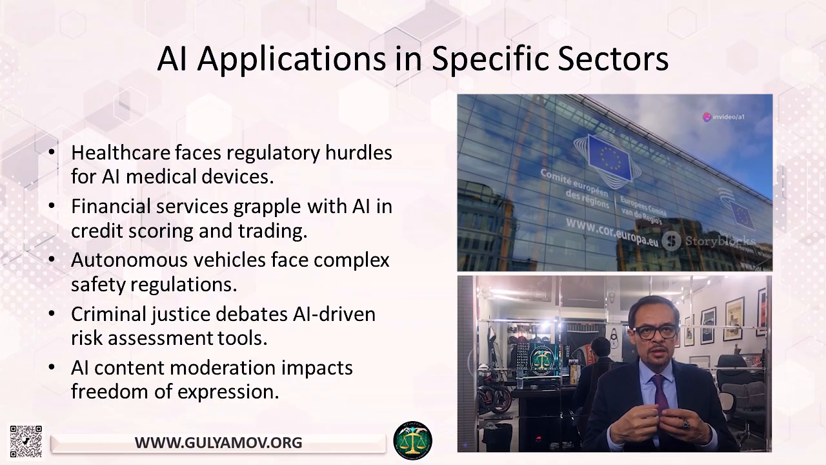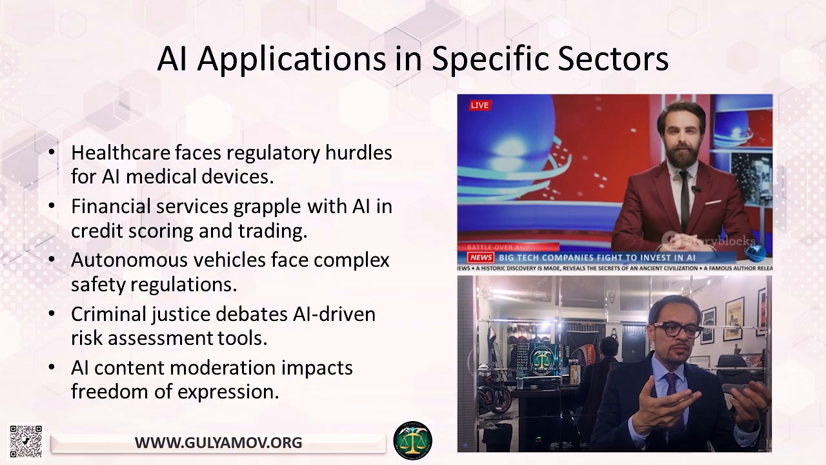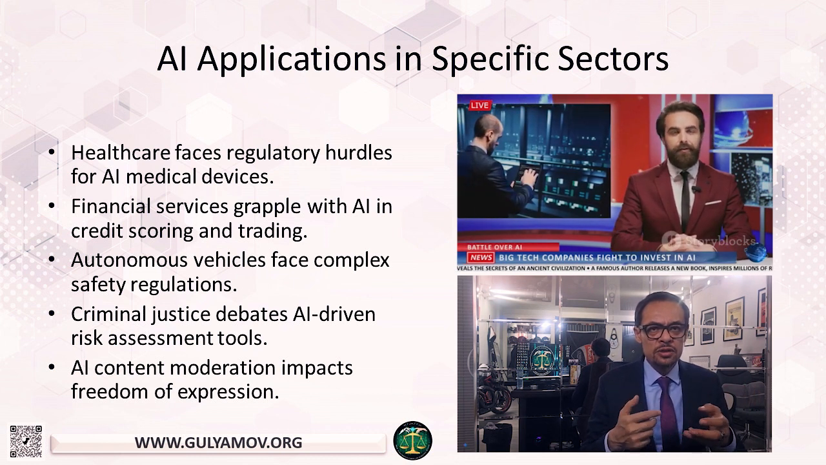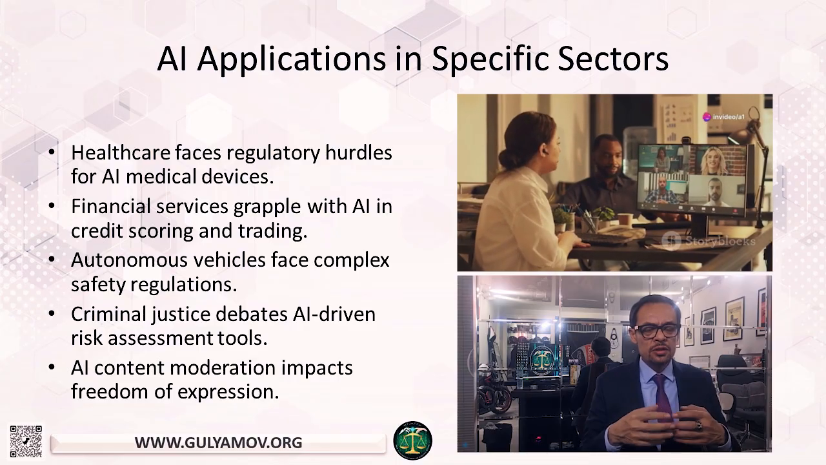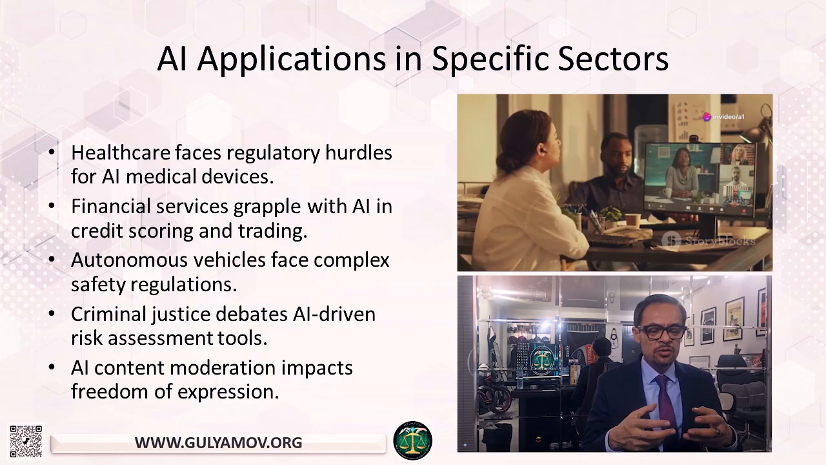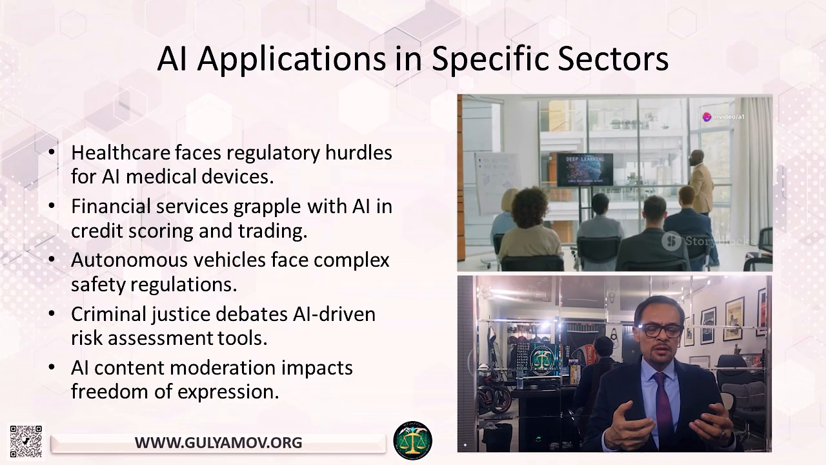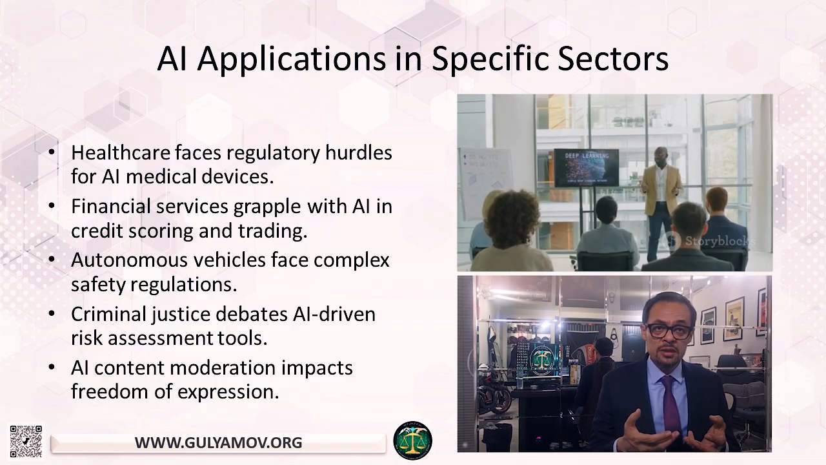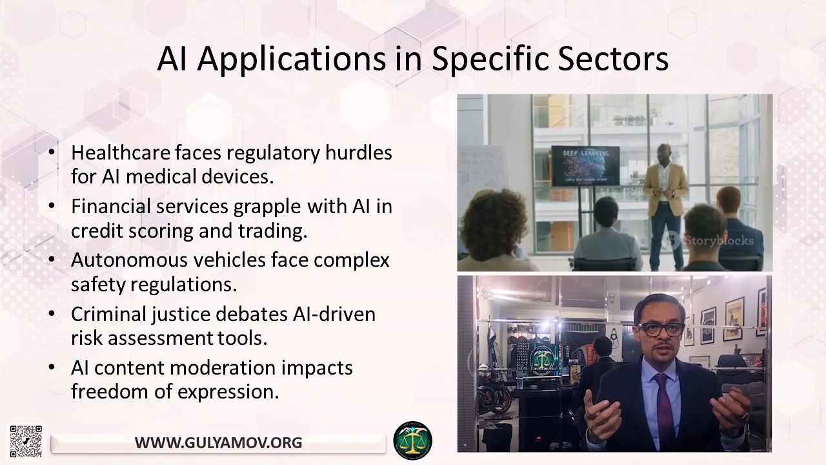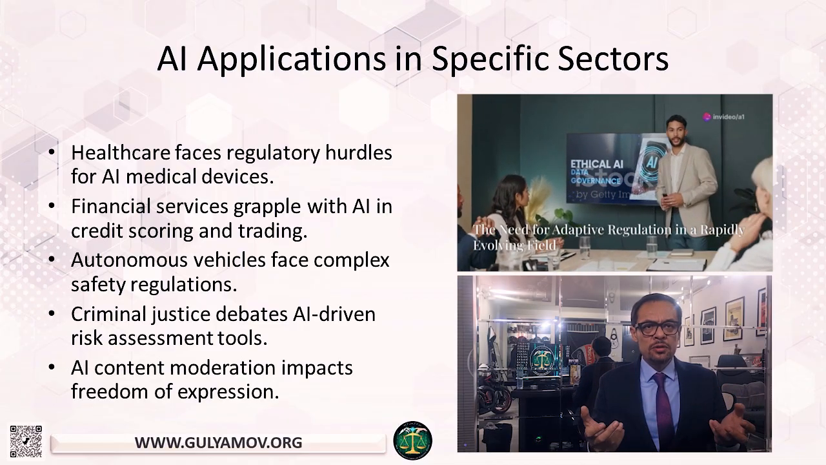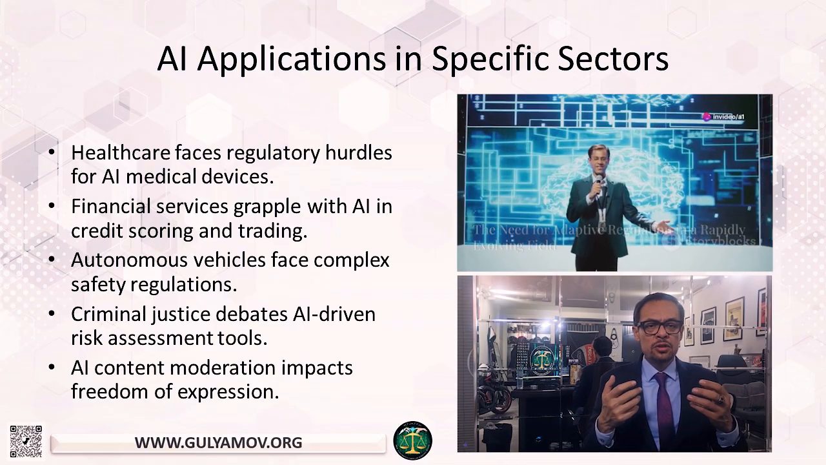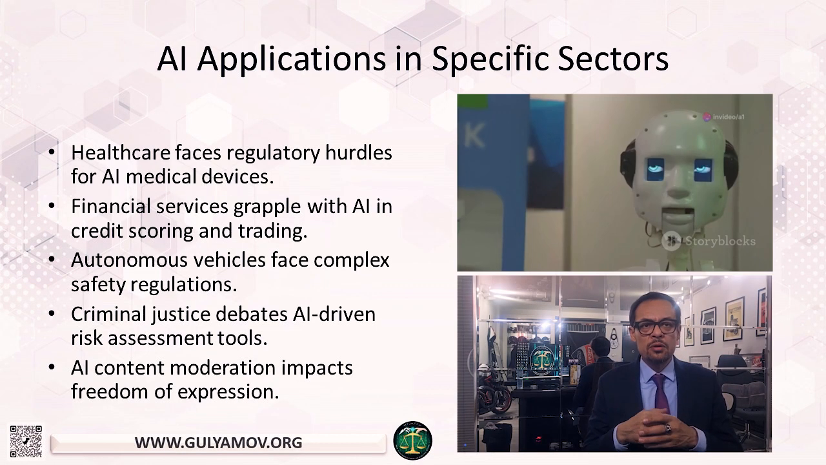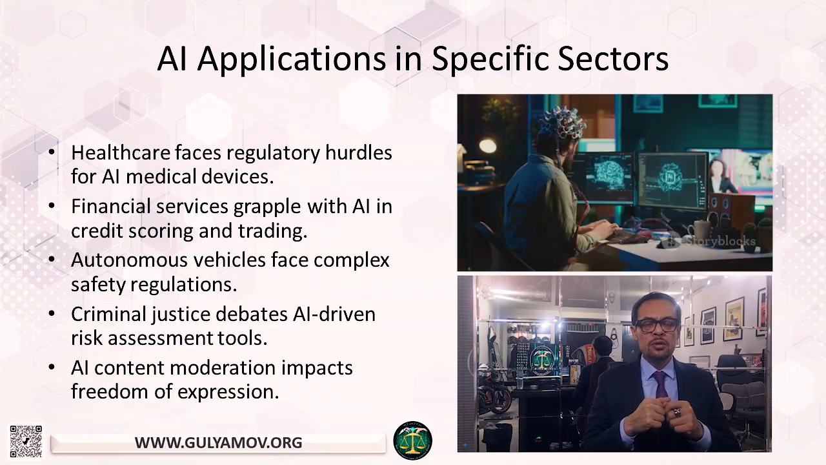The application of AI across various sectors, as illustrated on our slide, presents a kaleidoscope of regulatory challenges. In healthcare, AI medical devices navigate complex approval processes, balancing innovation with patient safety. Financial services grapple with the implications of AI in credit scoring and high-frequency trading, raising questions of fairness and market stability. The advent of autonomous vehicles necessitates a complete overhaul of transportation safety regulations.